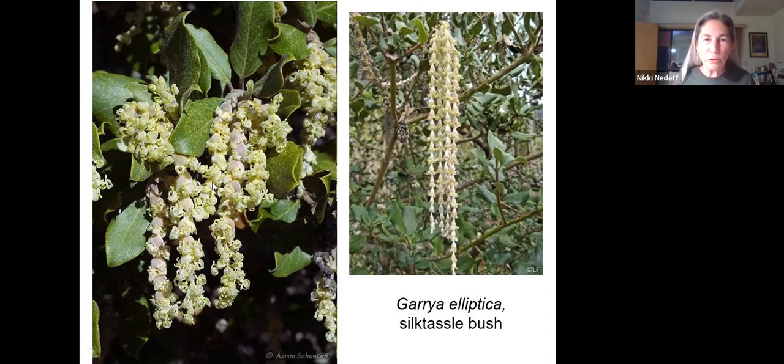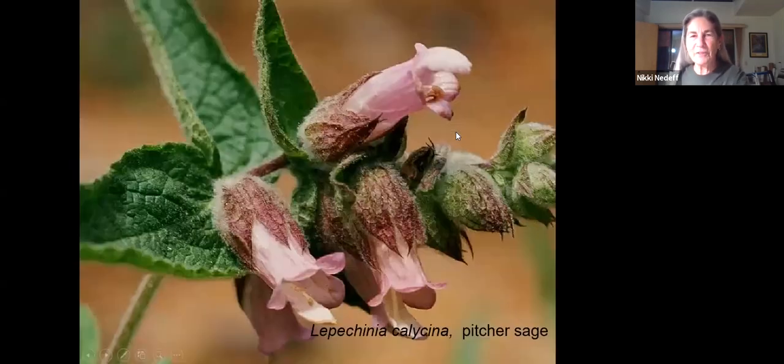Compare this inflorescence shape to this one. And you can really see here, well, it's kind of hard in this picture, but you can, if you're up close and personal, see the stamens. It's very cool. Here's another beautiful flower, the pitcher sage that's typical in chaparral habitats.